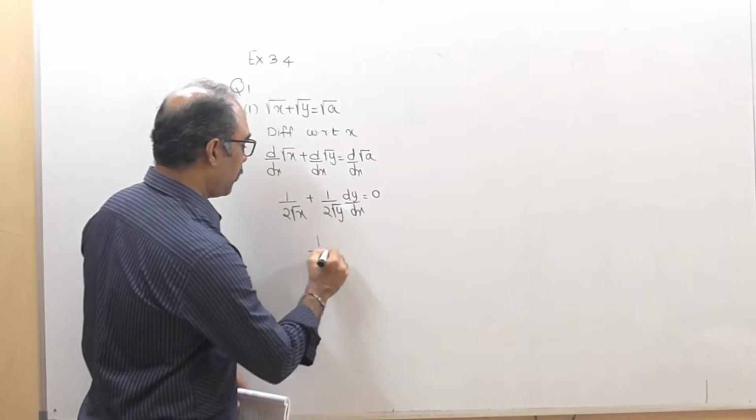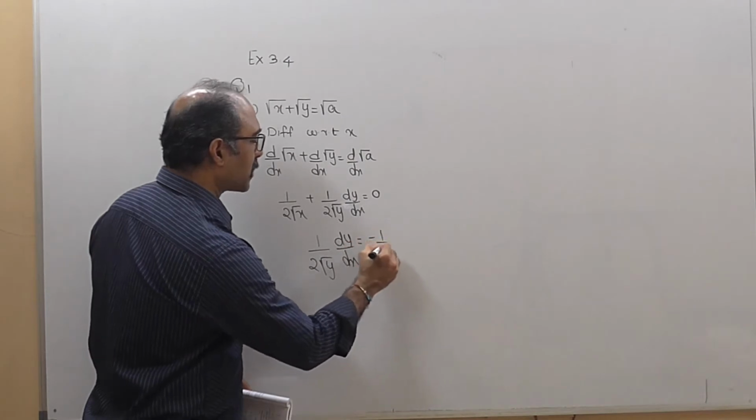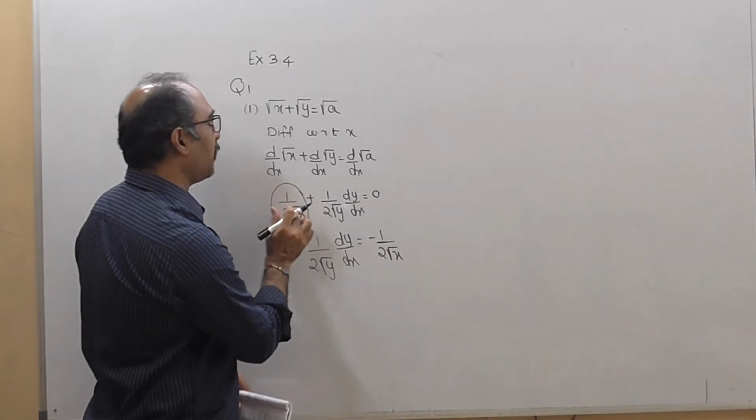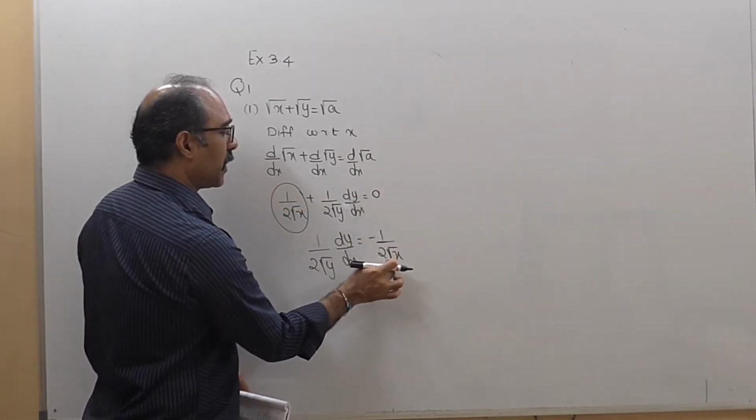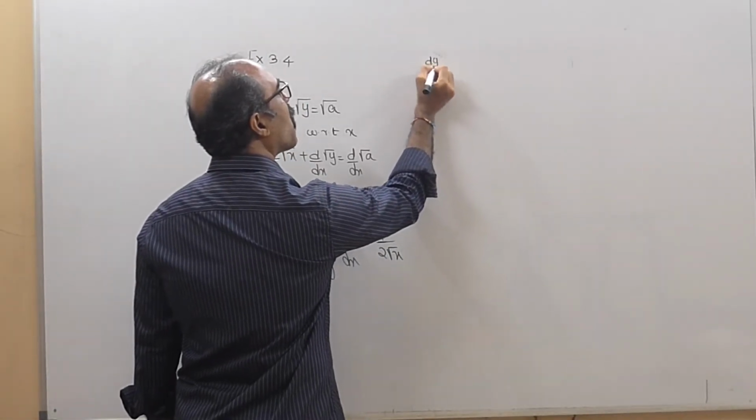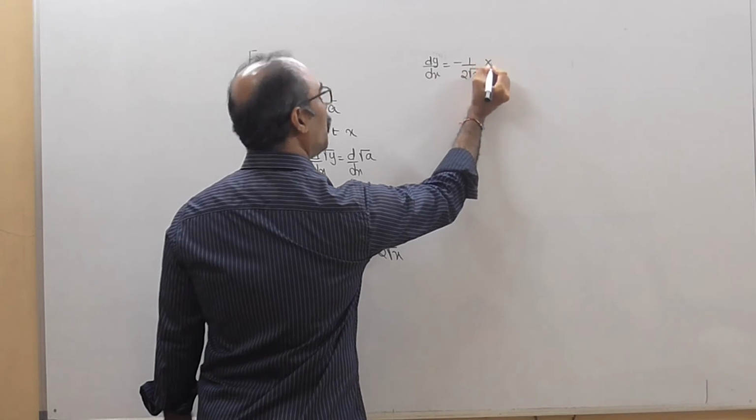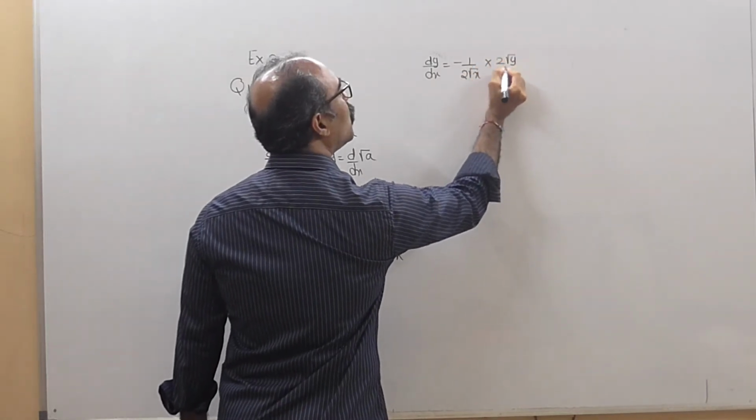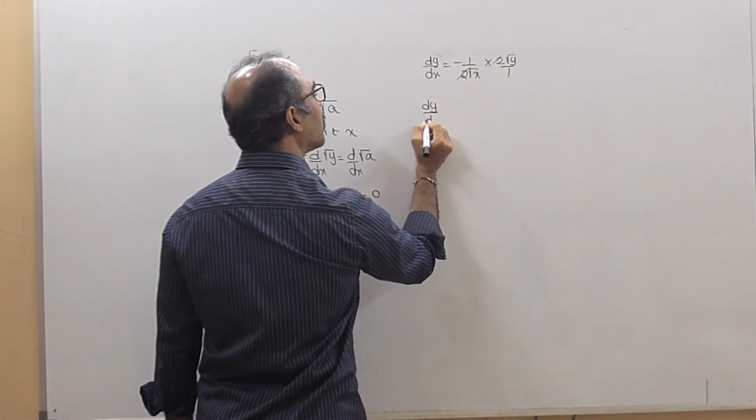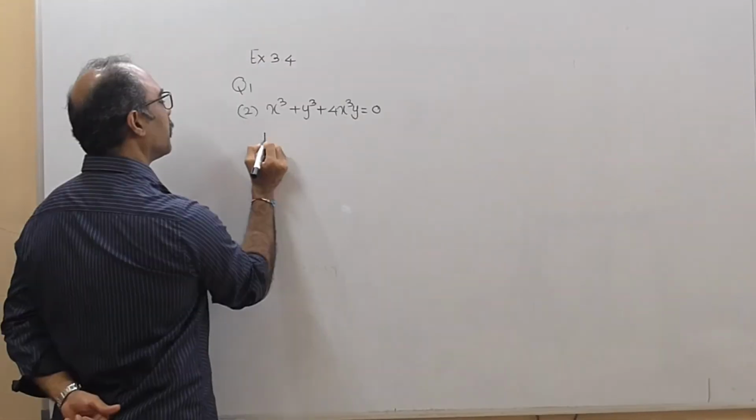So the basic sum says that you are supposed to find the value for dy by dx. So write all dy by dx terms on the left and non dy by dx terms you shift to the right. This is the term which doesn't have dy by dx, so I will shift this entire thing to the right, so it will become minus 1 upon 2 root of x. So I will have dy by dx equal to minus 1 upon 2 root of x multiplied by 2 root of y by 1, that is cross multiply, 2 and 2 will get cancelled, ultimately you get dy by dx equal to minus root of y upon root of x.